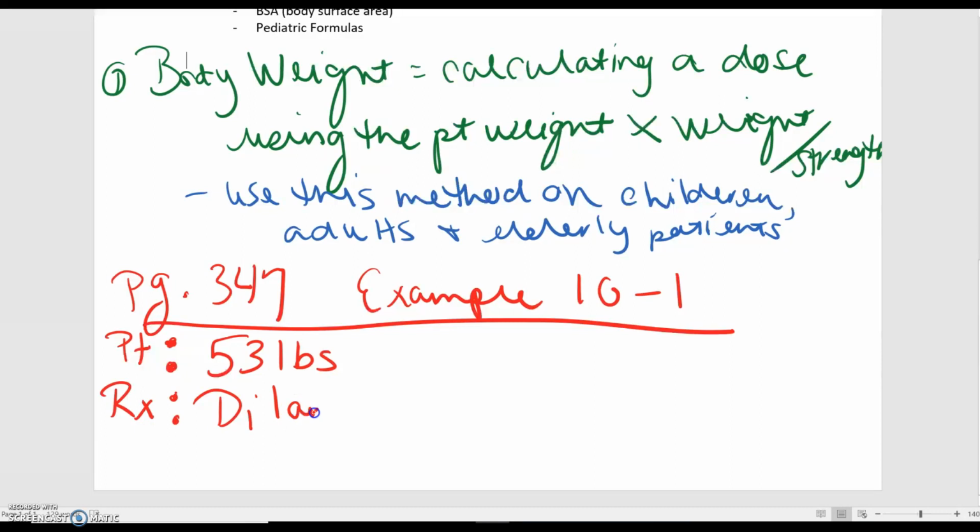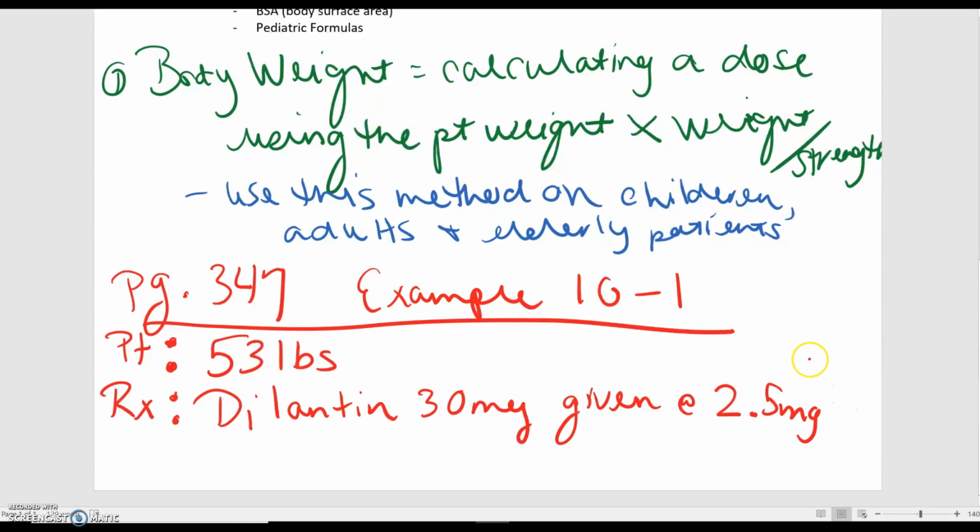Dilantin 30 milligrams given at 2.5 milligram per kilogram per dose. All right.